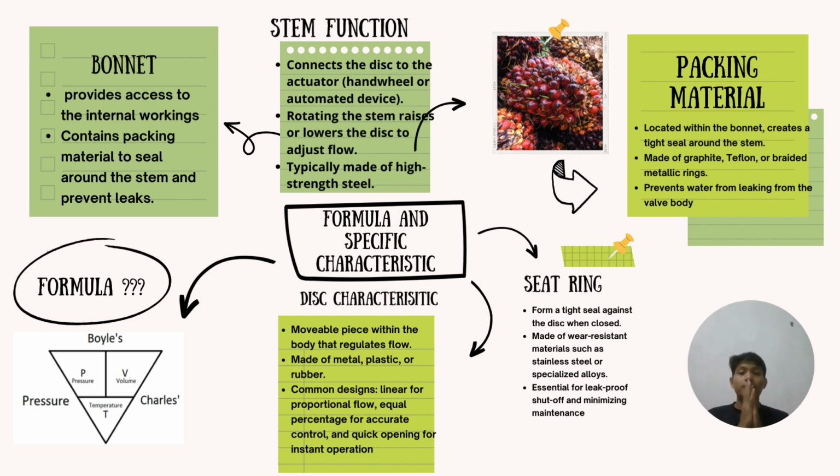So the first part is about the bonnet. The bonnet provides access to the internal workings. It contains packing material to seal around the stem and prevent leaks. So, in simple terms, the bonnet protects against any leakage from the valve.